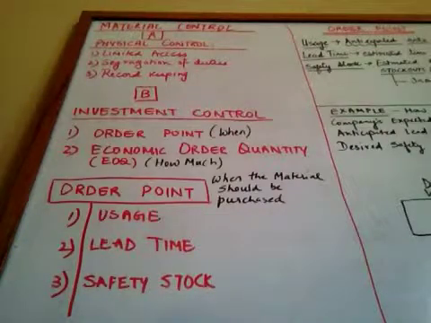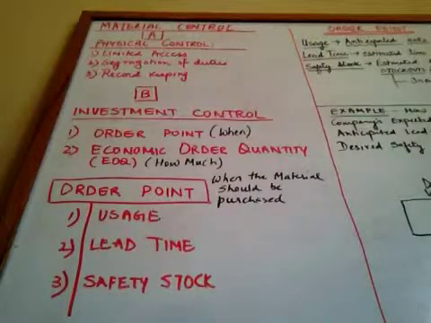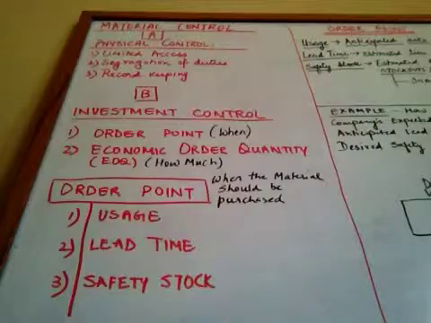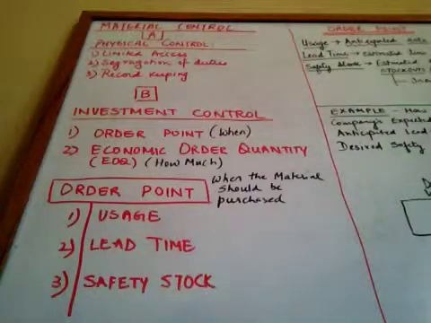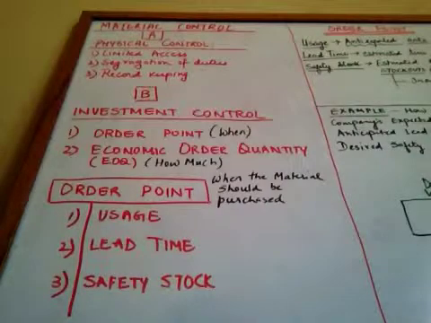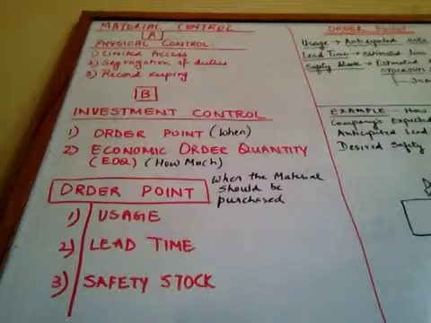On the top of the board you will see a little summary of what we discussed yesterday, which is A, physical control. We discussed that for physical control of the material, the company must have set up something called limited access. There should be segregation of duties and record keeping. Today we are going to discuss the investment control, which is part B on the board.